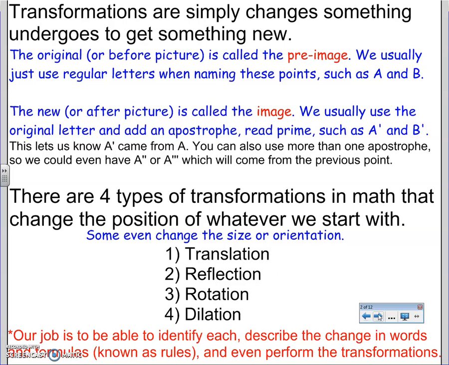Alright, anyways, there are four types of transformations in math that change the position of whatever we start with. It could be a shape, a figure, a point, a line segment. Some even change the size or orientation. The four are translation, reflection, rotation, and dilation. That's the order I'll teach them to y'all in. And our job is to be able to identify each, describe the change in words and formulas known as motion rules, and even perform the transformations.